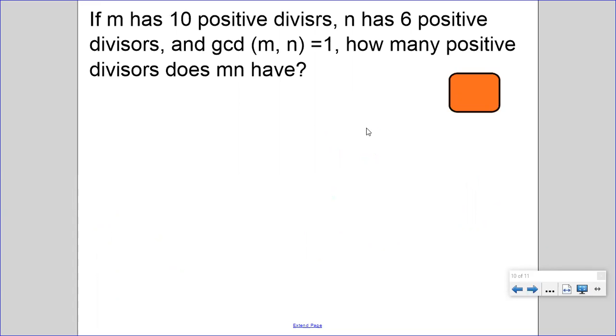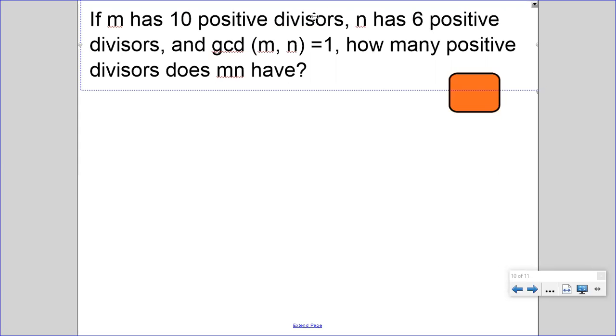All right, well, second to last one. We got 2 left. If M has 10 positive divisors, man, am I incapable of spelling? I cannot spell to save my life. You would think the red squiggle would help. Oh, now let's just put a 0 in there. All right, there we go.